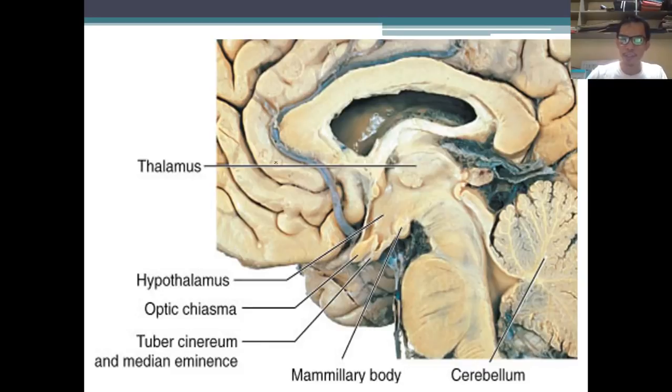Now it is found here. So this is the hypothalamus, somewhere here, as the pointer shows. So this is the location of the hypothalamus.